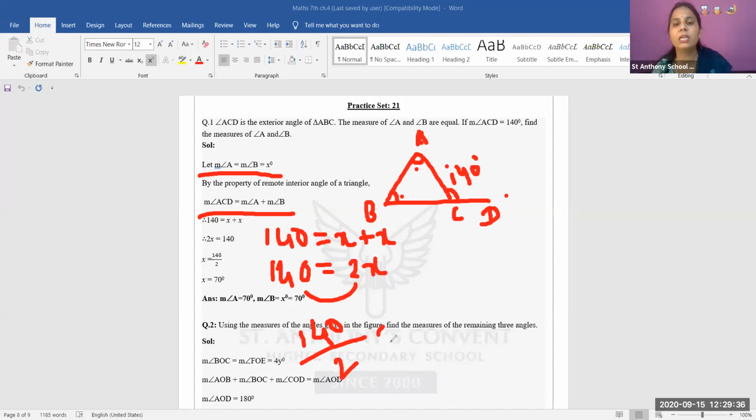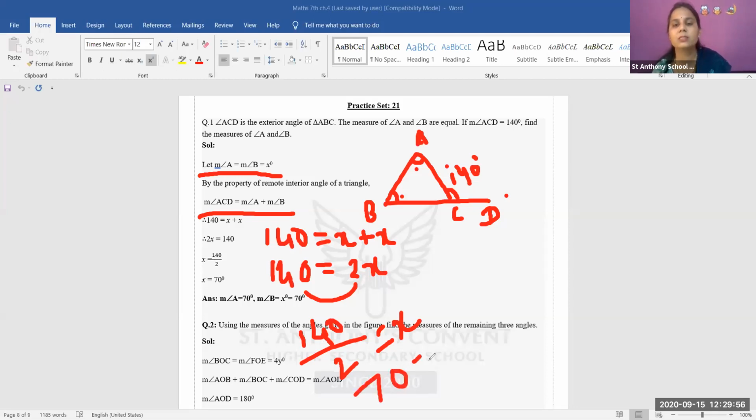Now 140 divided by 2 is equal to what? x. Now when we divide this 140 by 2, 2 sevens are 14 and 2 zeros are 0.